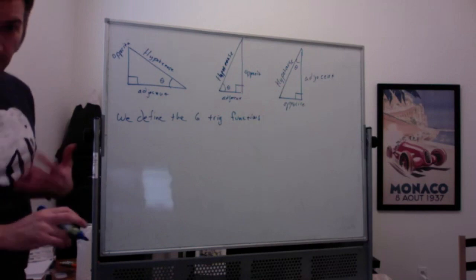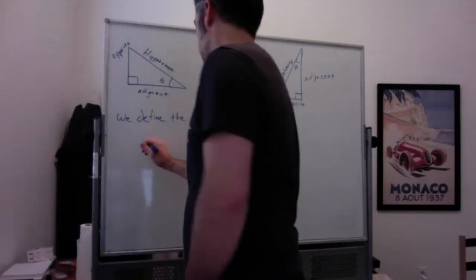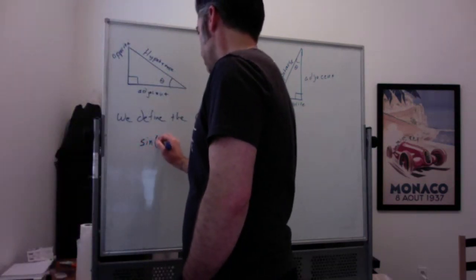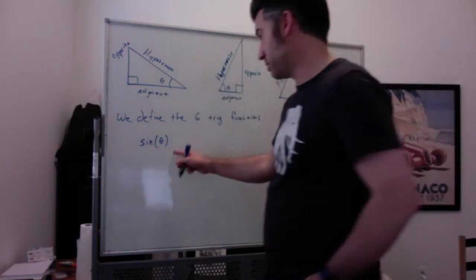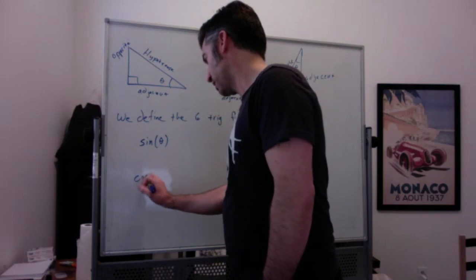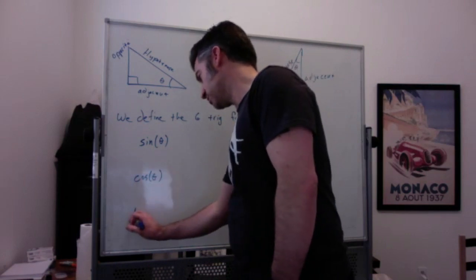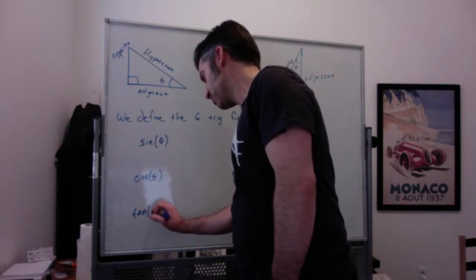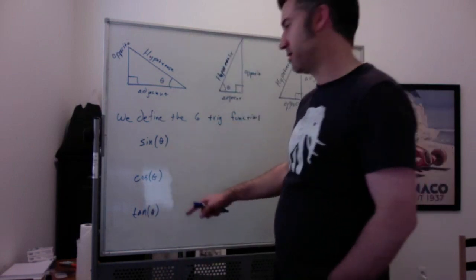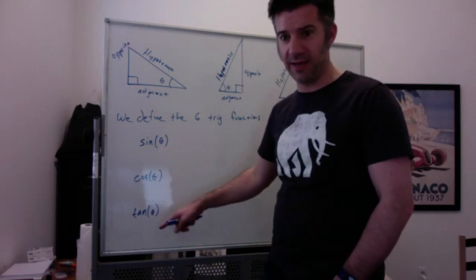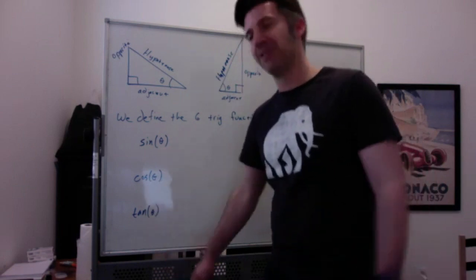So there's the primary trig functions. There's sine of theta. So whenever you're writing a trig function, it has to be of an angle. So sine of theta, cosine of theta, and tangent of theta. I do encourage you to say sine, cosine, and tangent, not sine, cos, and tan. Don't say tan, say tangent.